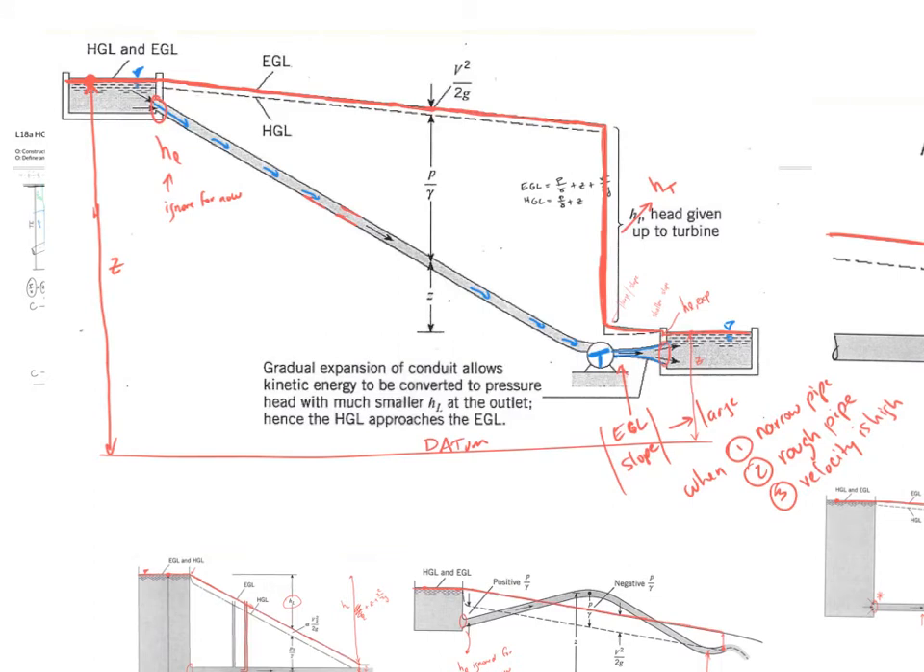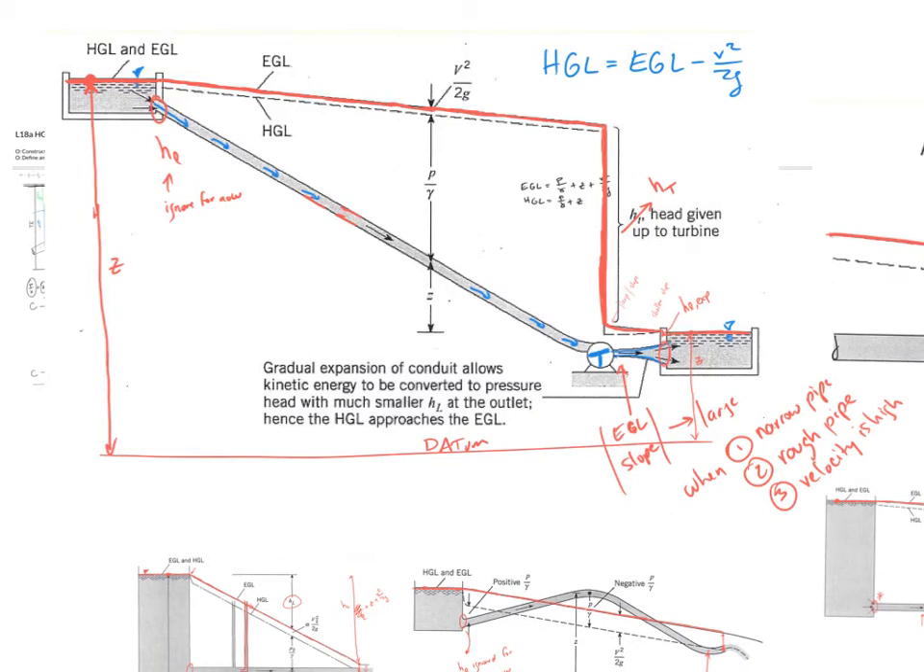The HGL. How do we get the HGL? We'll do this one in blue. Once you have the EGL, the HGL equals the EGL minus v squared on 2g. That's it. So what we do here is we're going to go in here and say, let's do the HGL.